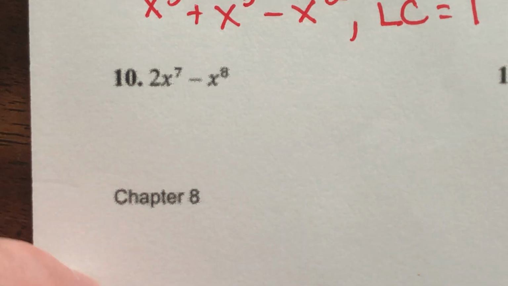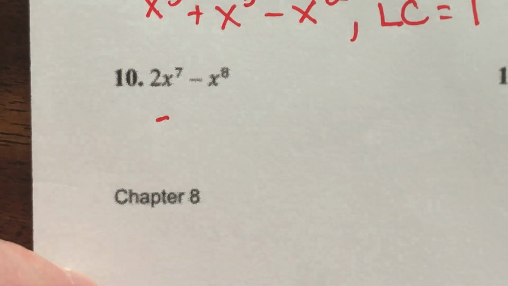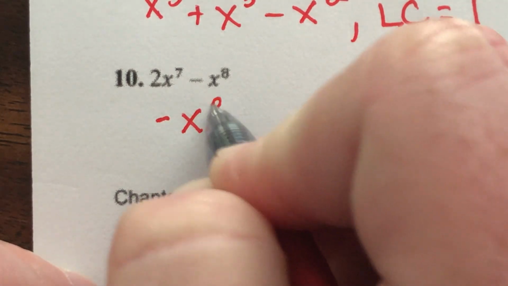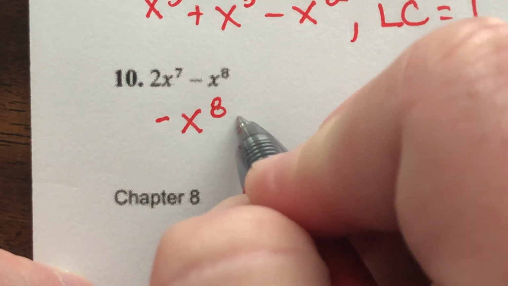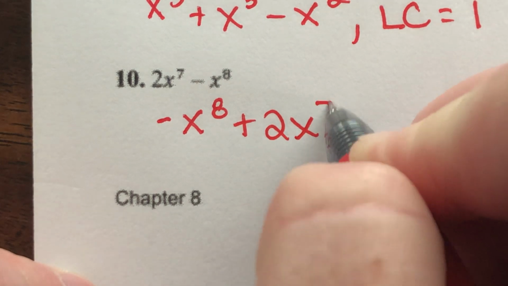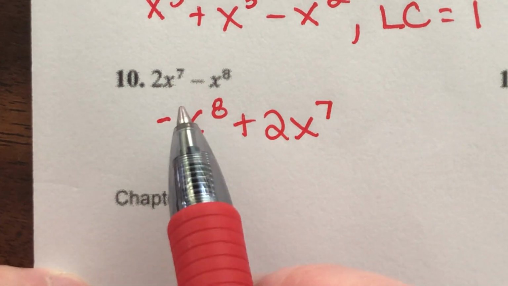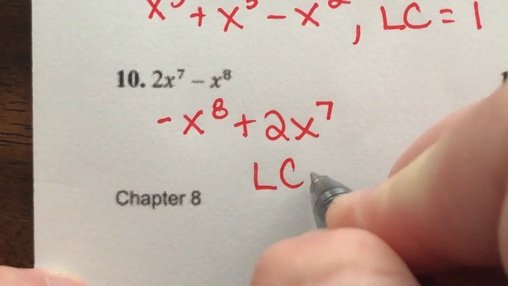I've got a 7 and an 8. So the biggest exponent is an 8, so I'm going to put that whole term first. And then 7 is the smallest. That's positive 2x to the 7th. So this is in standard form, and my leading coefficient is negative 1.